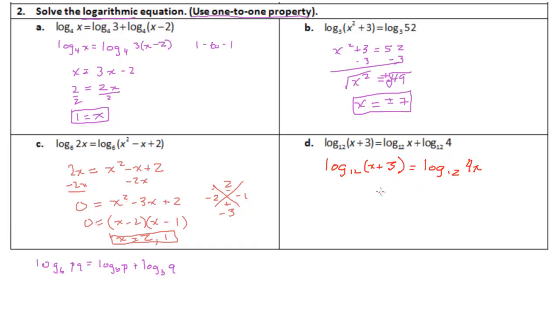Now we can use the one-to-one property. Let's go with a different color now. X plus 3 would equal 4x. And subtract x from both sides. Cancel those, and we have 3x on the right. So you can see 1 is equal to x.